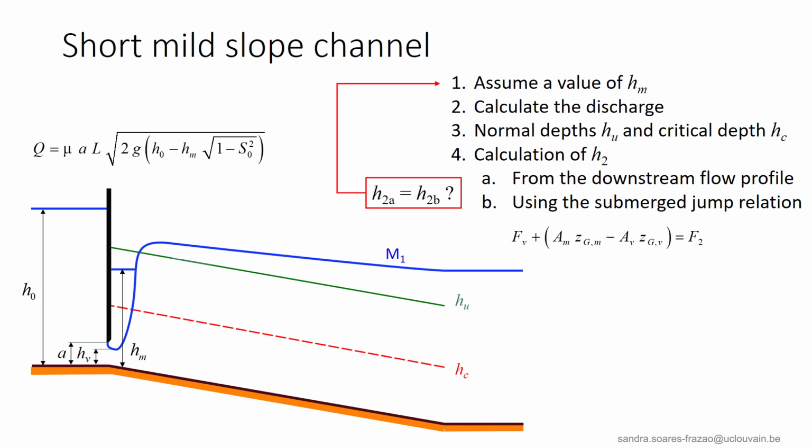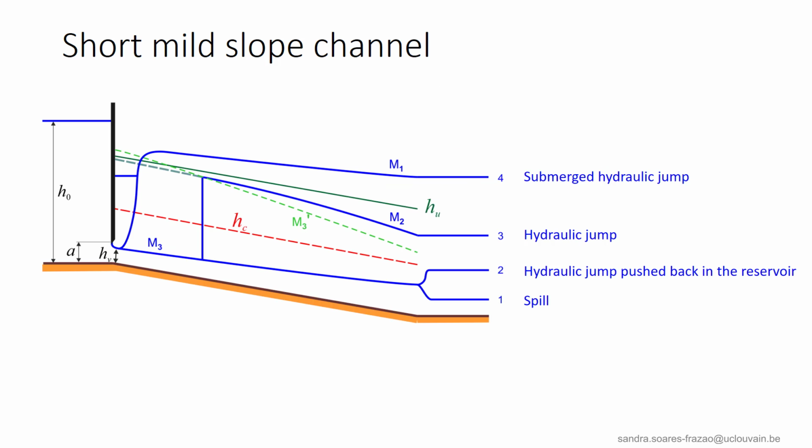When the two depths coincide, it means that we have found the correct flow profile. So for a short mild slope channel, the possible flow profiles according to the downstream conditions are summarized here. Note that the hydraulic jump and the submerged jump could occur for M2 or M1 profiles, depending on the gate opening, the discharge, and the downstream level.